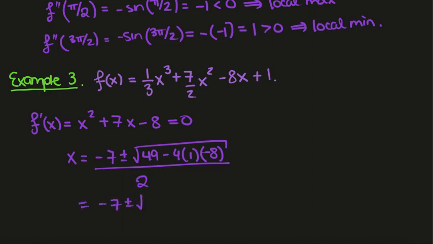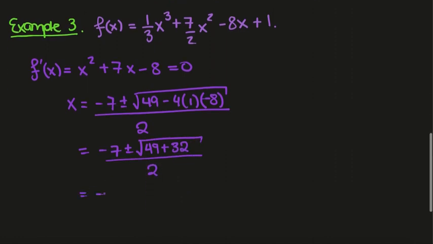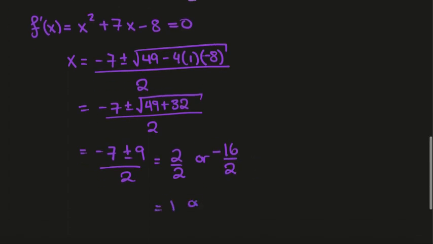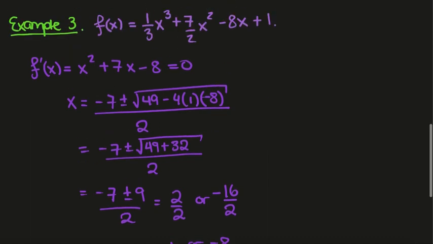So what we end up with is 49, 4 eighths, 32. So 49 plus 32 over 2. So minus 7, this will be the square root of 81. So plus or minus 9 over 2, which is 2 over 2, or minus 16 over 2. So that's 1 or minus 8. Of course, you could have just factorized it directly. If we calculate the second derivative to determine the nature, what we'll get is 2x plus 7.